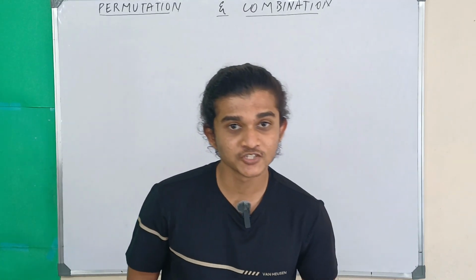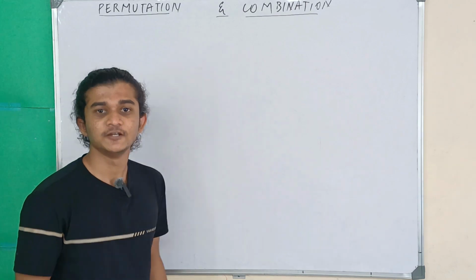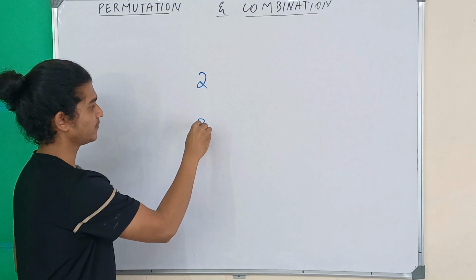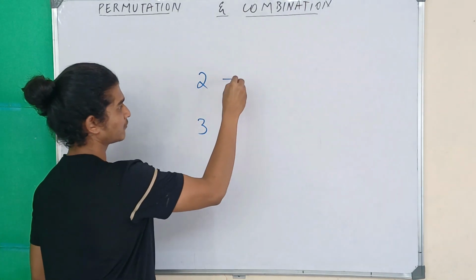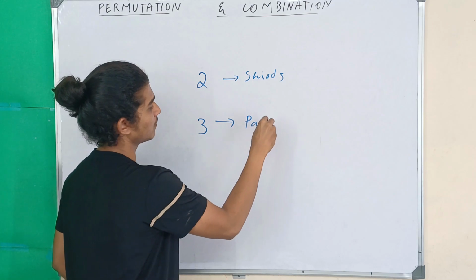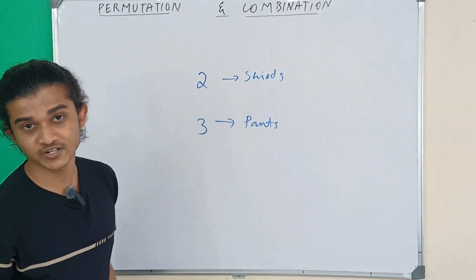In this video, we're going to be discussing permutation and combination. So let's get started. Imagine you have two shirts and three pants. What is the number of dresses you can make from that? What are the combinations of dresses you can make?